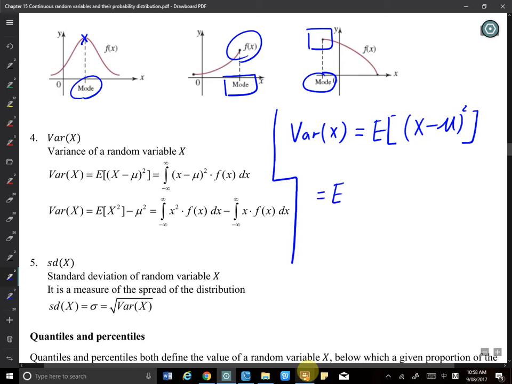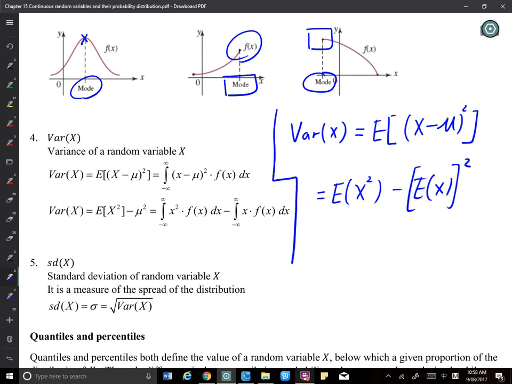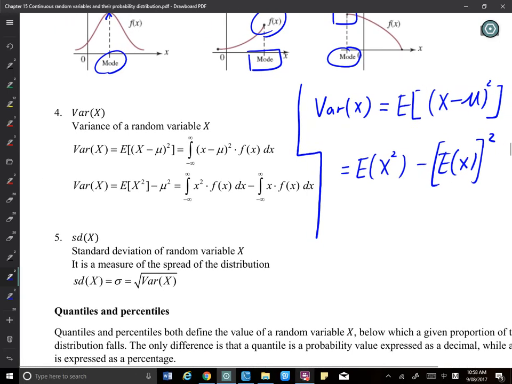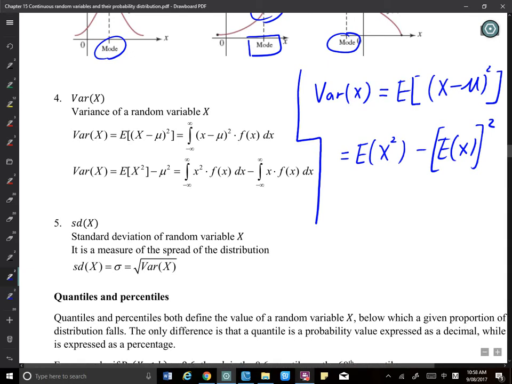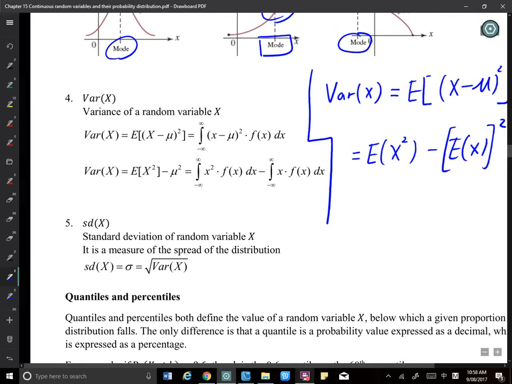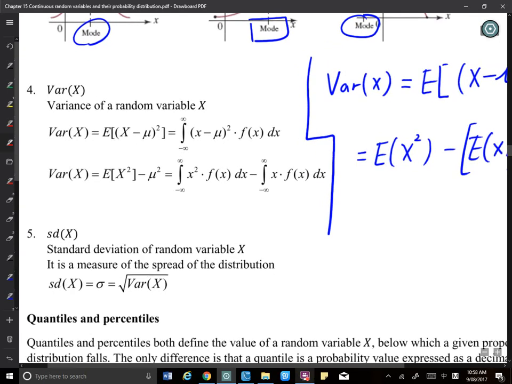Instead, the preferred method will be the expected x squared minus expected x, and then we square the mu. That will be a preferred method. Similarly, we will have a similar equation here. So the variance for continuous is still expected of that. So how do we find the expected of that?